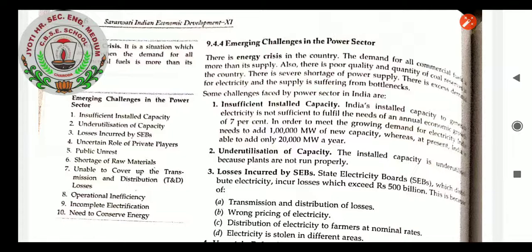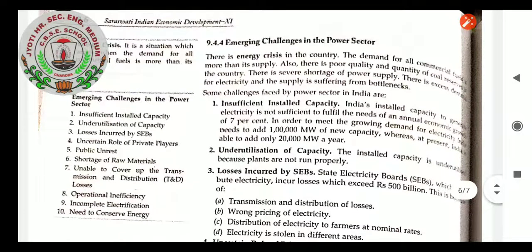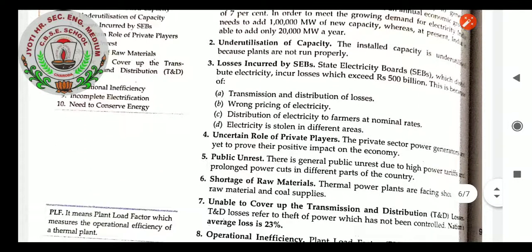Losses incurred by SEBs: the State Electricity Boards, which distribute electricity, incur losses which exceed rupees 500 billion. This is because of transmission and distribution losses, wrong pricing of electricity, distribution of electricity to farmers at nominal rates, and electricity being stolen in different areas.